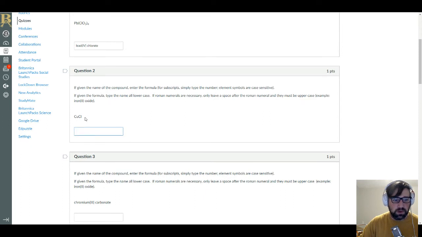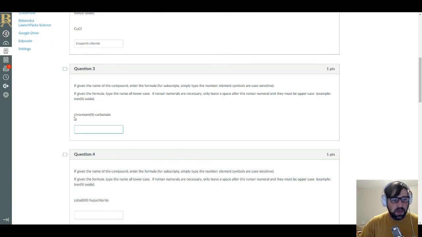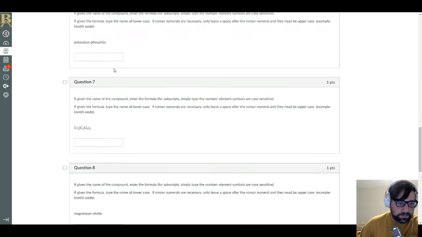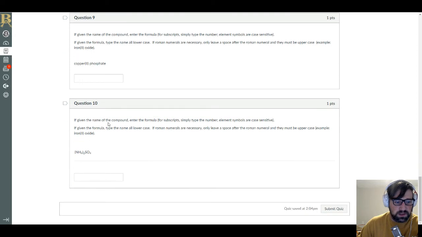This one, copper chloride. So it's going to be copper chloride, but copper is, again, one of those transition metals. So what is this going to be? Chloride is -1. So this is going to be copper 1 space chloride. Chromium carbonate, and so on and so forth. You can just keep on going down on these. Most of these are going to be ionic.